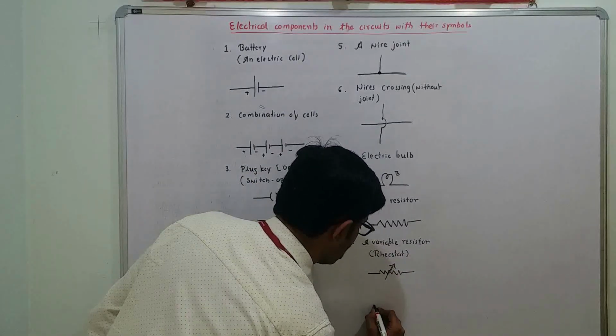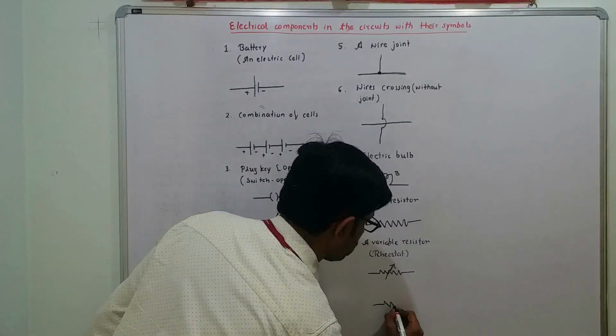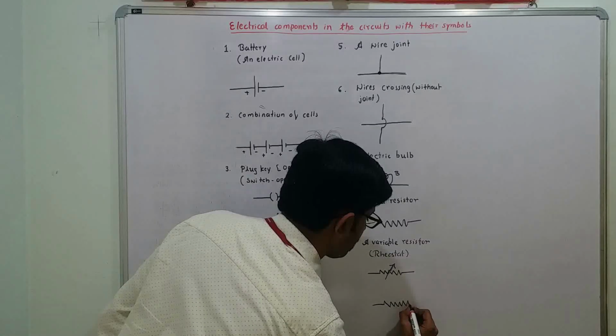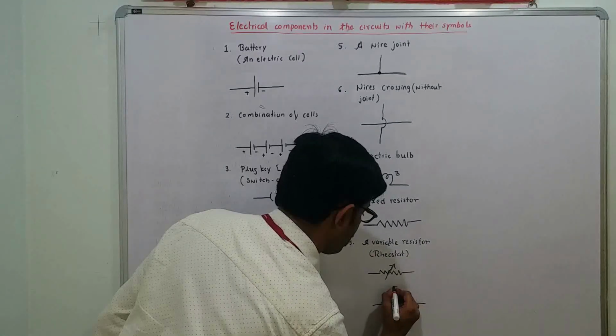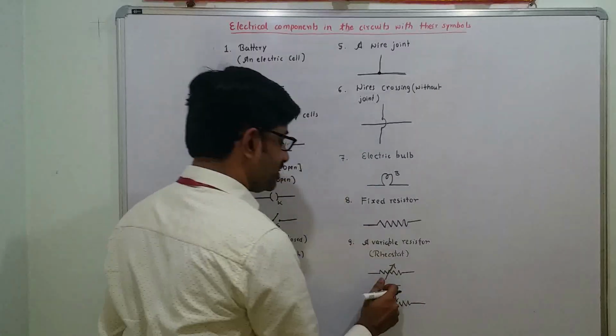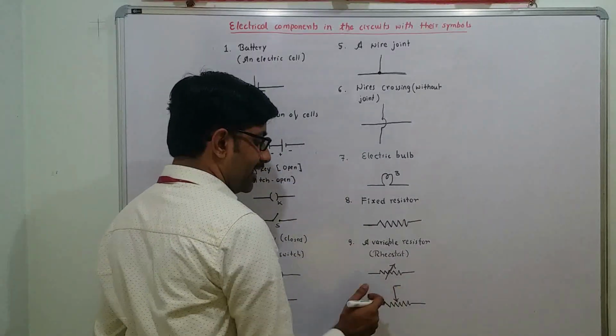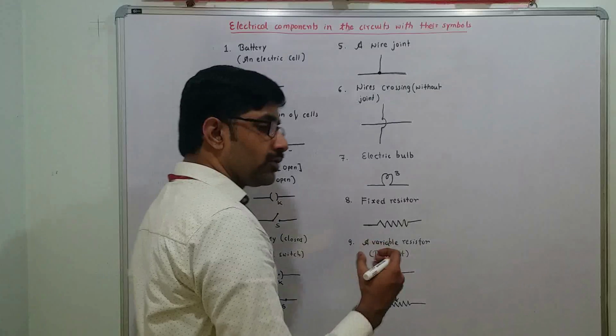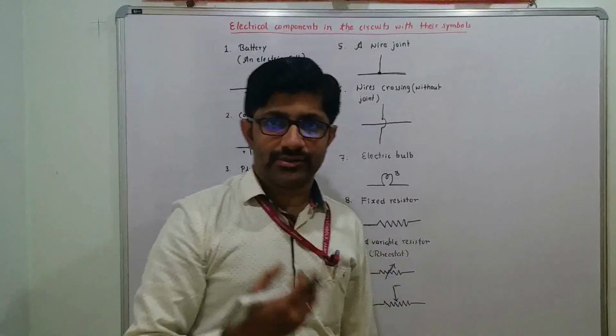Rheostat can be symbolized like this also. This line is an indicator that it is sliding on these two edges, therefore you will get the varied resistance.